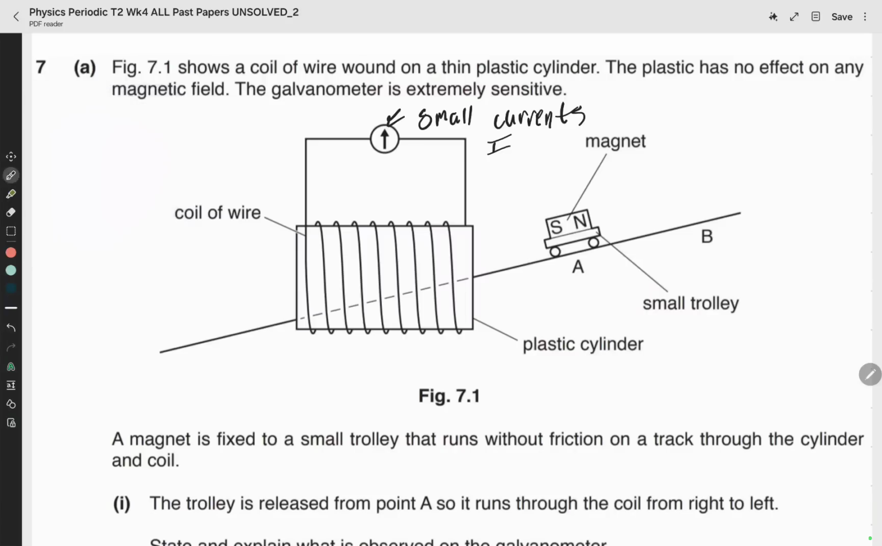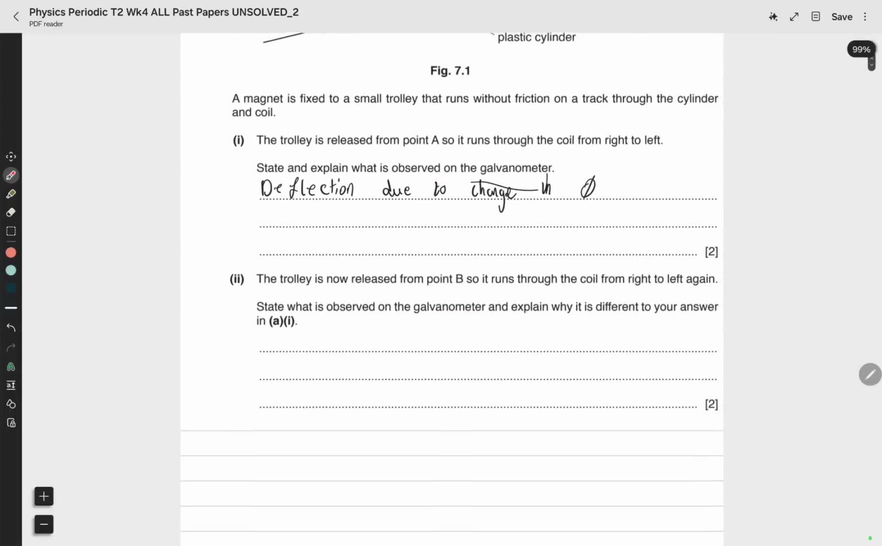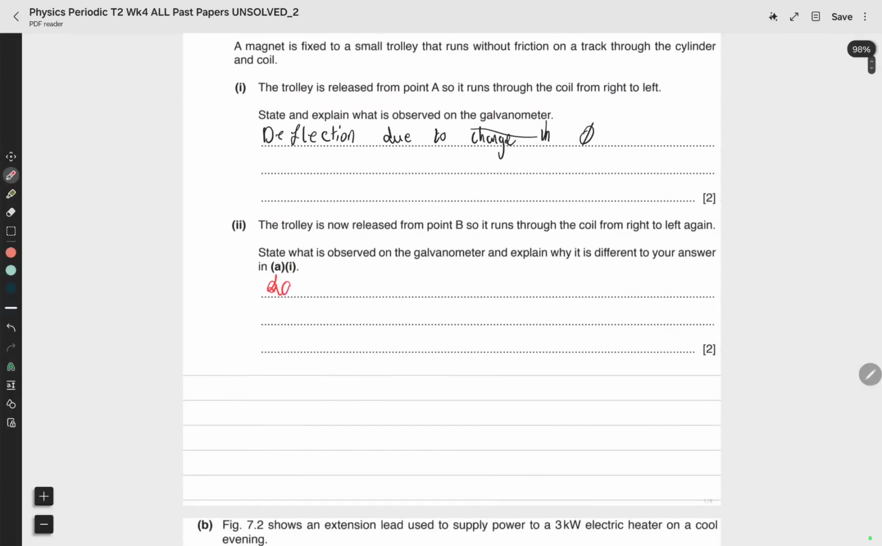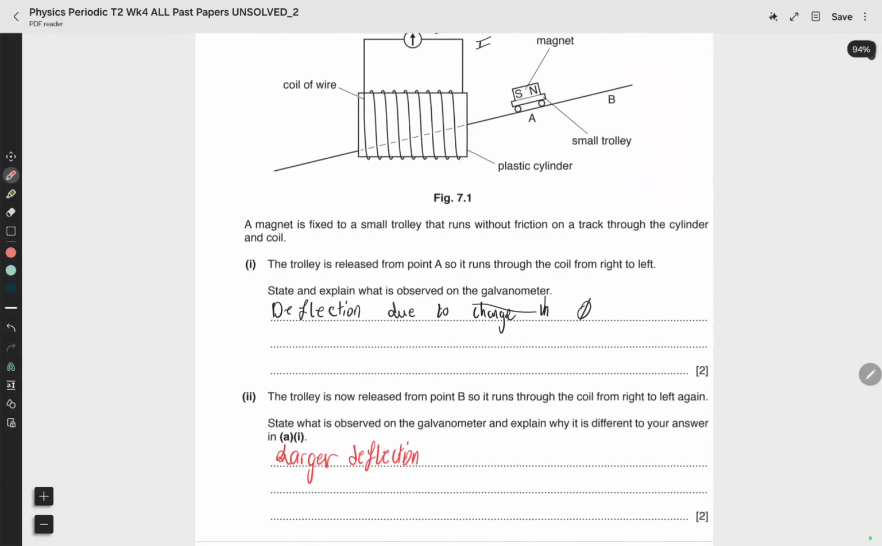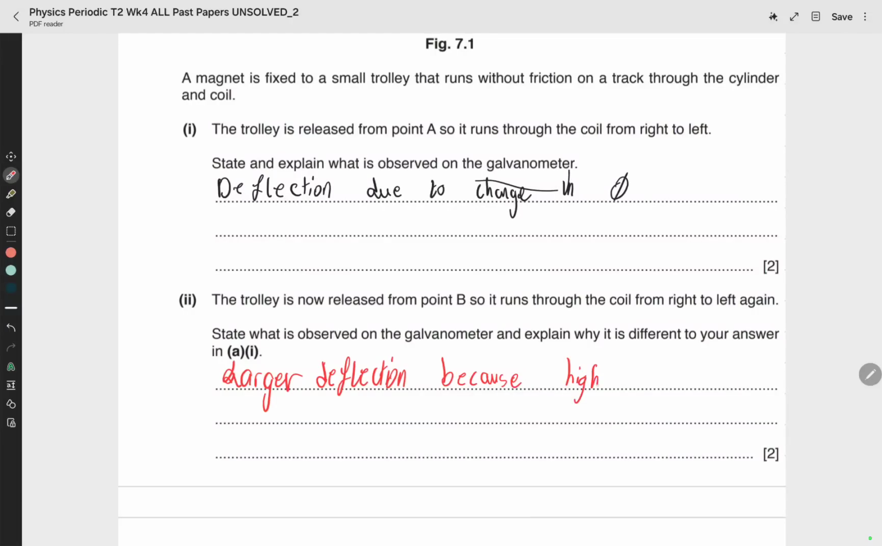Obviously, let me change my color. Obviously, there's going to be a larger deflection. Why is there going to be a larger deflection? In the marking scheme, they said because it's moving at a higher speed, or you can just say, like we said in part A, because there's a higher change in magnetic flux, right? This is magnetic flux.